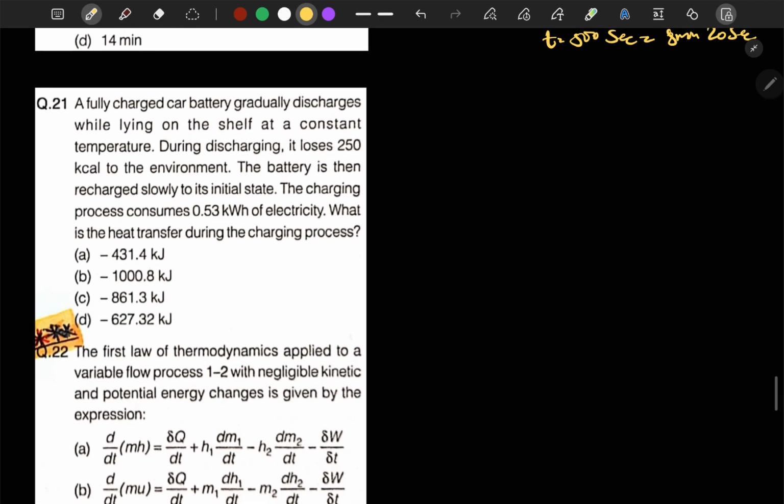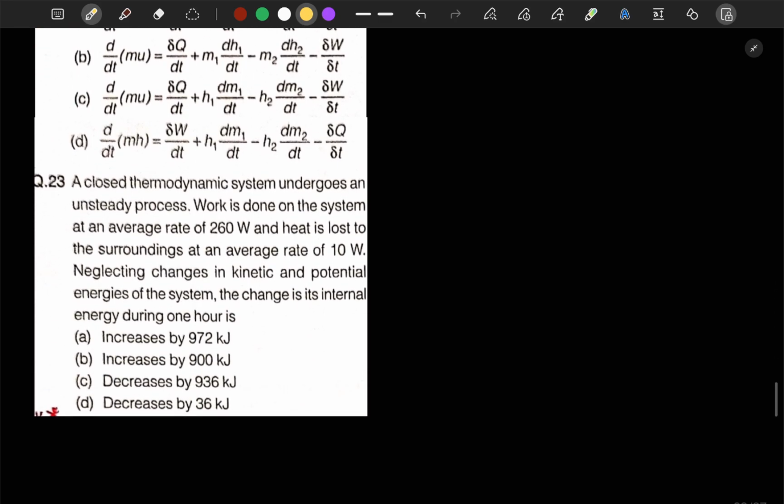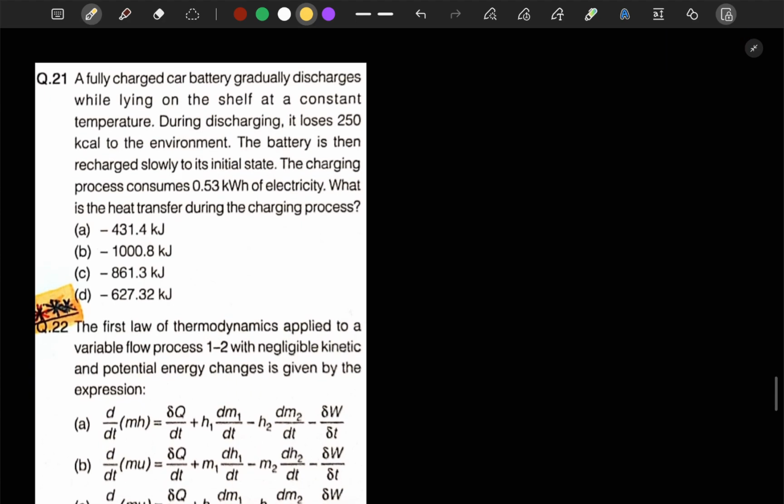Question number 21. A fully charged car battery gradually discharges while lying on the shelf at a constant temperature. During the discharging it loses 250 kilocalorie to the environment. The battery is then recharged slowly to the initial state. The charging process consumes 0.53 kilowatt hour of electricity. What is the energy transfer during the charging process?